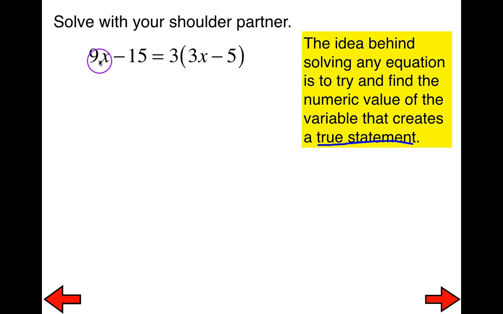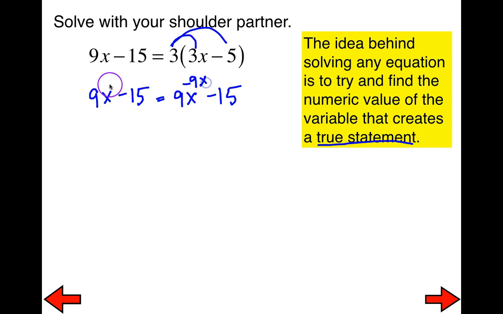So here, let me solve this one real quick. I have 9x minus 15 equals, distribute that, I get 9x minus 15. Since I have variables on both sides, I'm going to go ahead and move it over to the left. So subtracting 9x from both sides, I'm left with negative 15 equals negative 15.